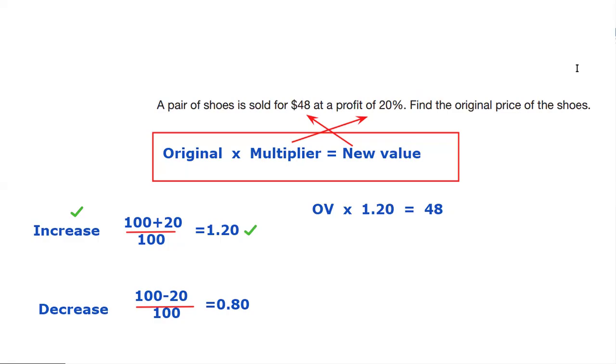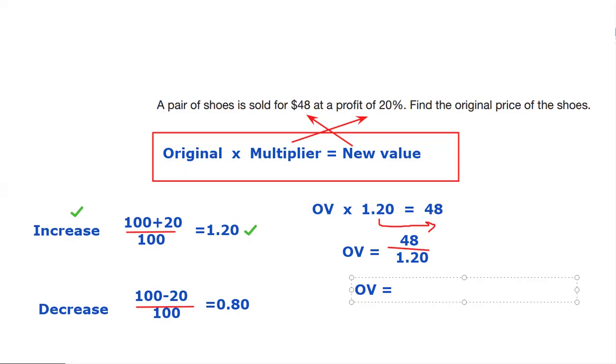Now, the next step is rearranging to find the original value. This one is multiplied, so I'm going to take it to the other side by dividing. So the original value equals 48 divided by 1.20 or 1.2. Now we divide these by each other and I will get the original value that I'm looking for.